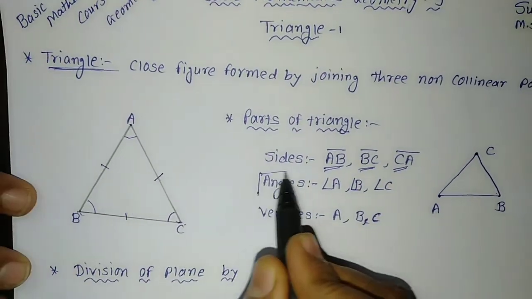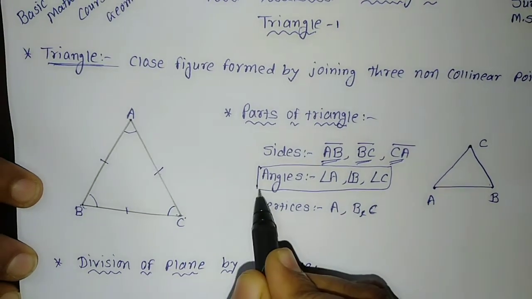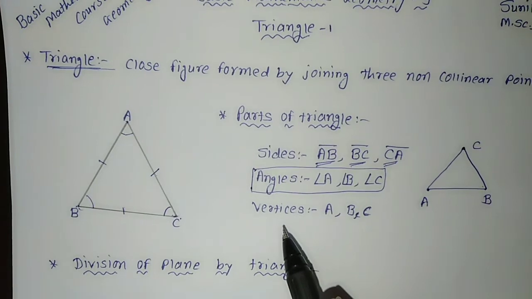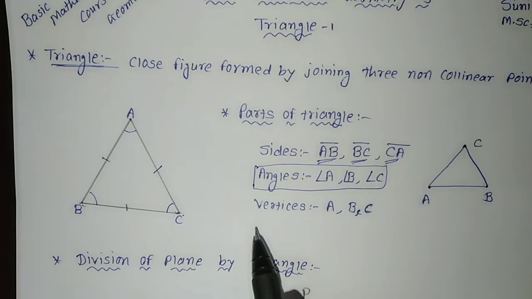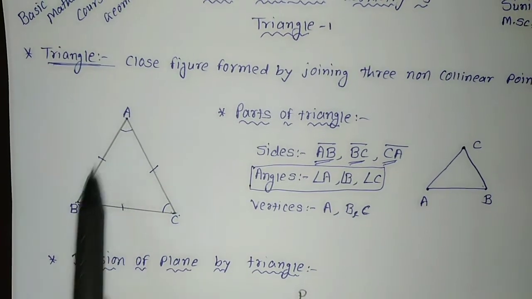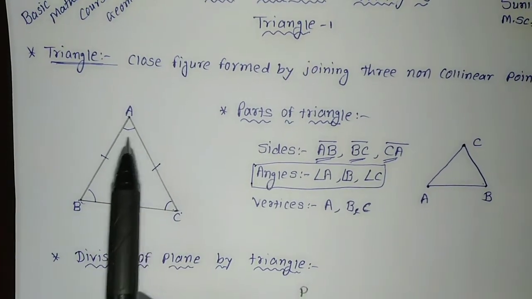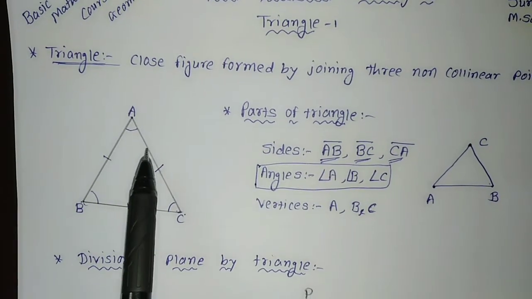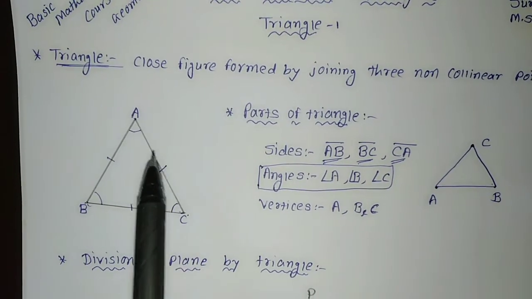An angle is formed by the triangle, but actually it is not a part of the triangle because it is not lying on the triangle. What is the meaning of part? Part means those which are lying on the triangle, they are called parts of the triangle. What are lying on the triangle?